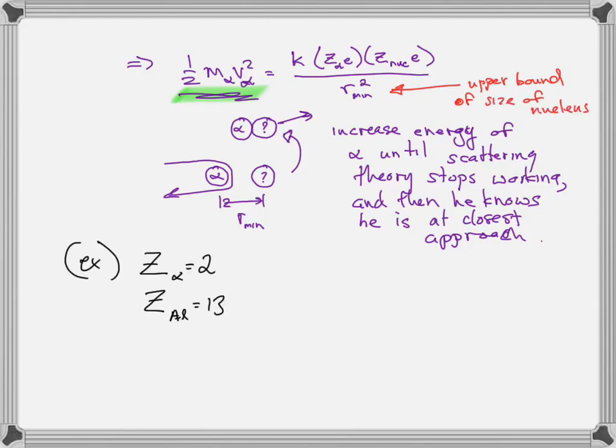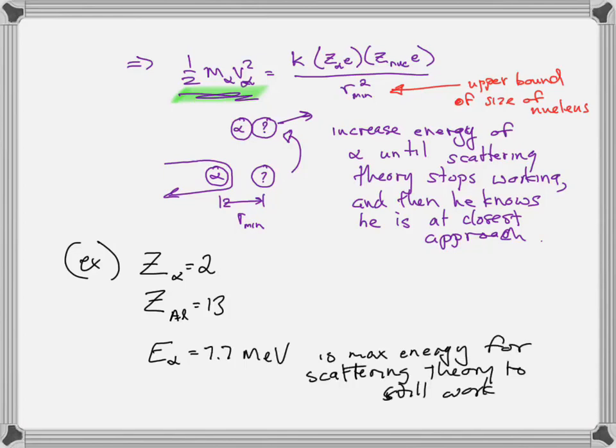Let's do a real quick, simple example. I didn't say earlier, we know that Z alpha is 2. The charge of the alpha particle is 2e, and the charge of the aluminum atom is 13e. And let's say that Rutherford does this experiment and finds that the energy of the alpha particle above which scattering theory no longer works is 7.7 MeV. Before we go ahead and plug in and find the distance of closest approach.